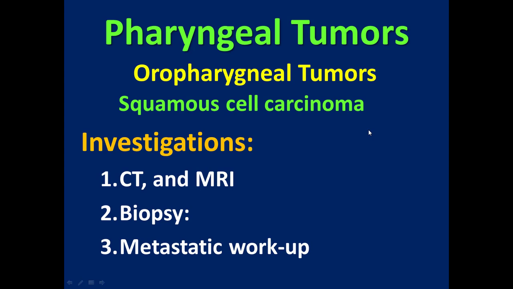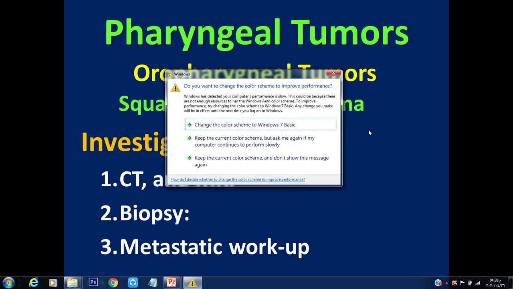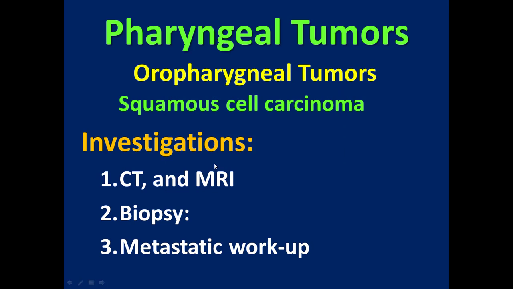This is the lymph node in the neck, and this is the ulcer of the malignant tonsil. Again, investigations: CT scan and MRI are very important as imaging. A biopsy is needed to confirm the diagnosis, and after you confirm the diagnosis, you need to do a metastatic work-up to see if the tumor is still a local lesion or has extended to other parts of the body.